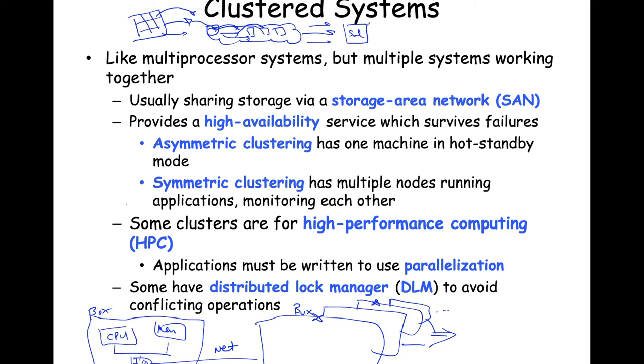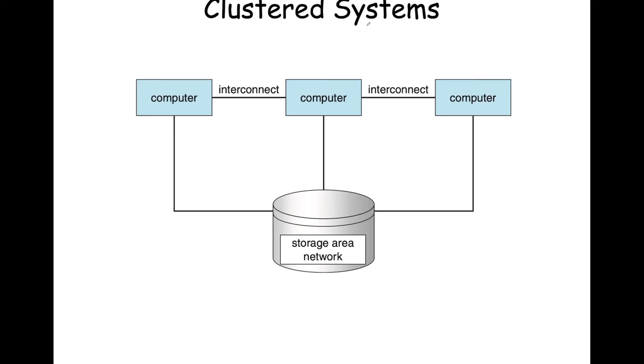And so these distributed lock managers solve problems, these conflicting operations, by implementing the orderly assignment of tasks to machine instances in a cluster. Okay, so this is a schematic of what a clustered system looks like. You have a storage area network, which is nothing more than a big storage array, a large number of disks that can be accessed very quickly over a network.